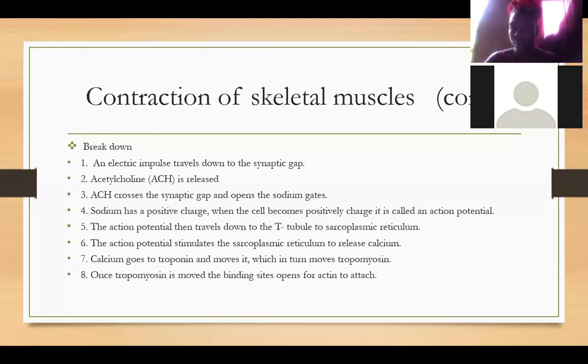So the action potential goes through the T tubule. Your action potential goes down the tubule, and it goes to your sarcoplasmic reticulum. Oh, okay, makes sense now.